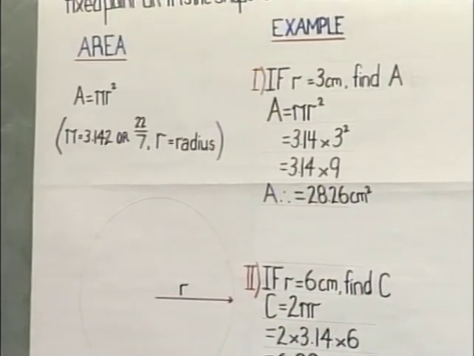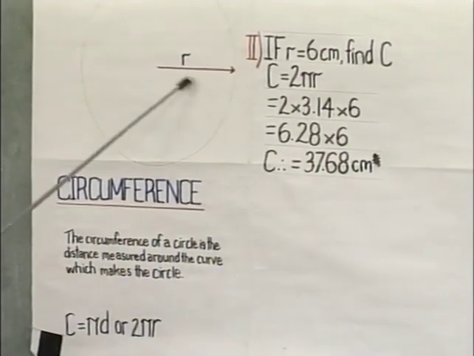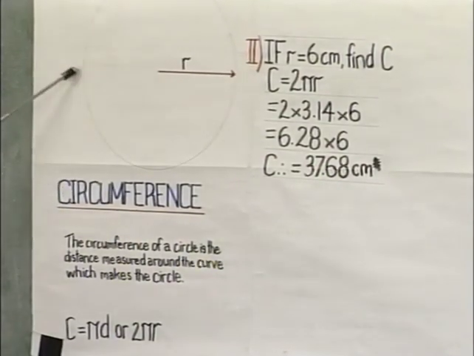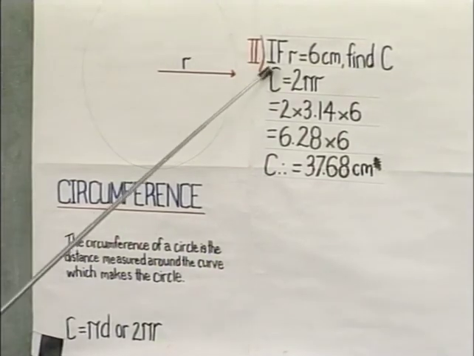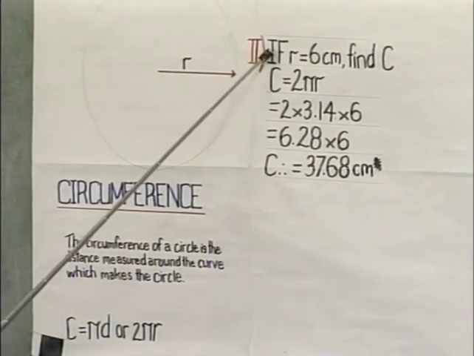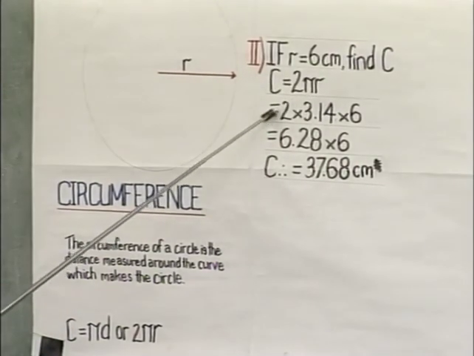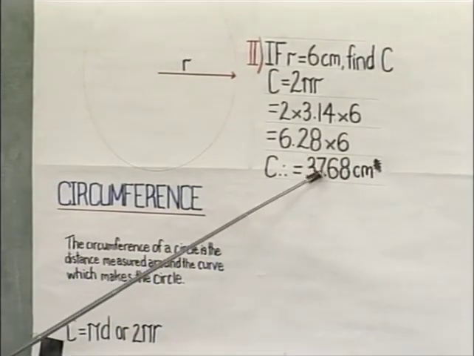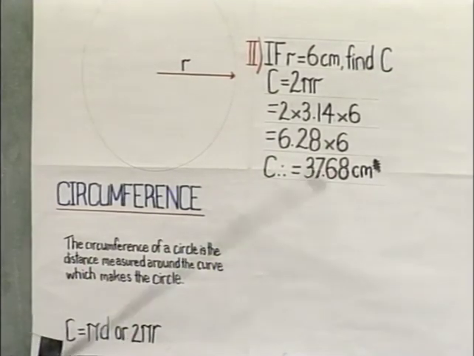For the circumference, you either use pi d or 2 pi r. The diameter of a circle is the line that runs through the center of a circle. So 2 radii make up 1 diameter. Okay. For example 2, if r equals 6 cm, find C. C equals 2 pi r. 2 times 3.14 times 6 will give you 37.68 centimeters. If you use pi d, you still come up with the same answer.